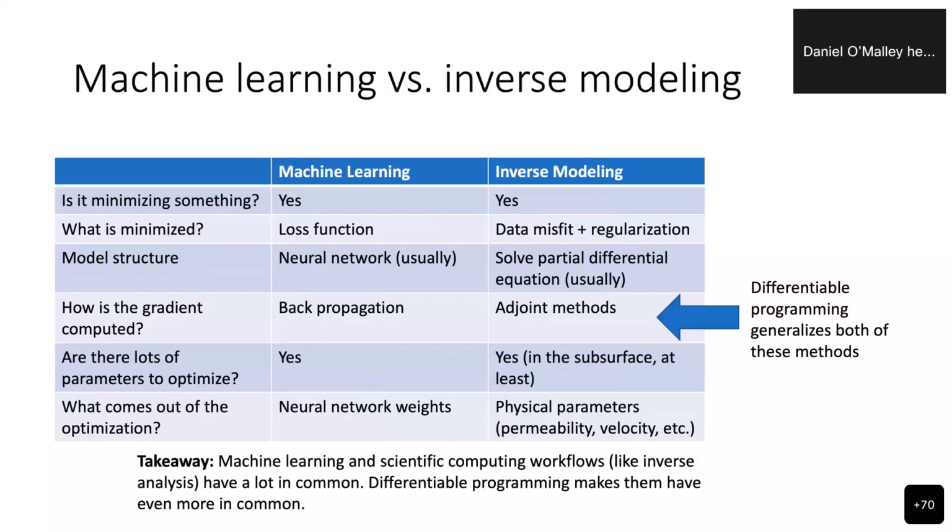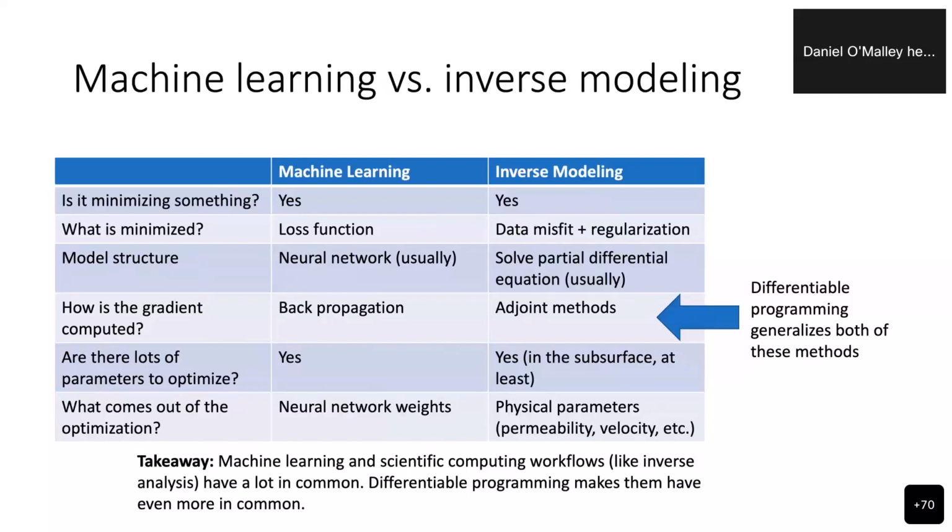But differentiable programming is something that generalizes both of those methods. Basically, the same tools that do differentiable programming can automatically do the backpropagation that people use in machine learning, and they can automatically do the adjoint methods that we use in inverse modeling. So these two fields already have a lot in common, and differentiable programming makes them have more in common.